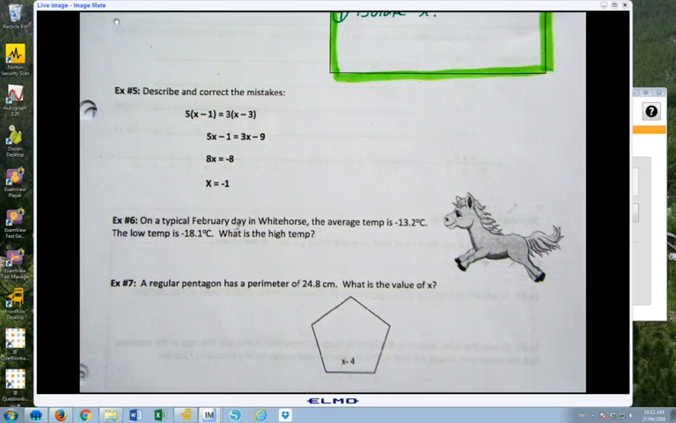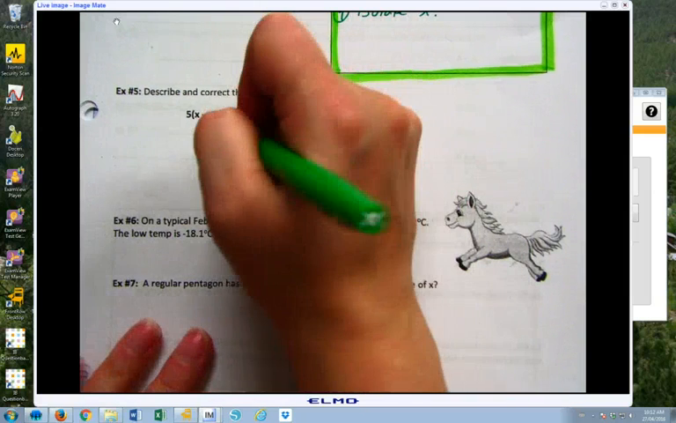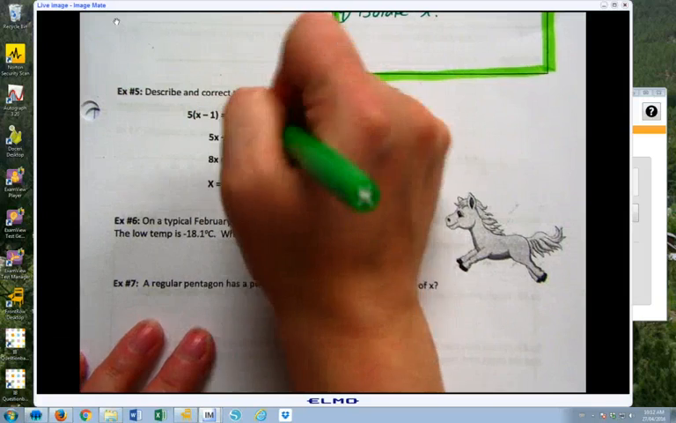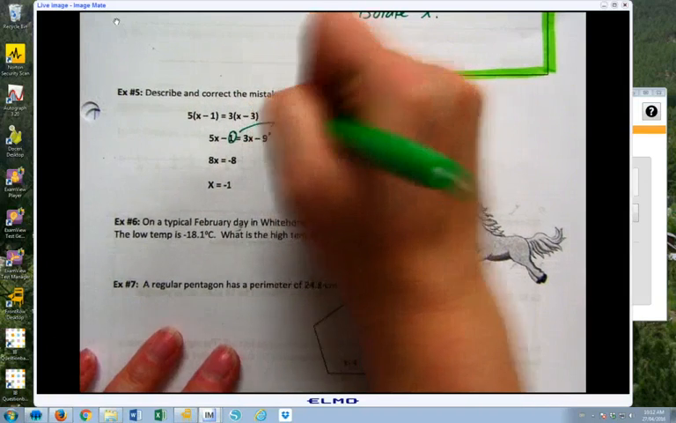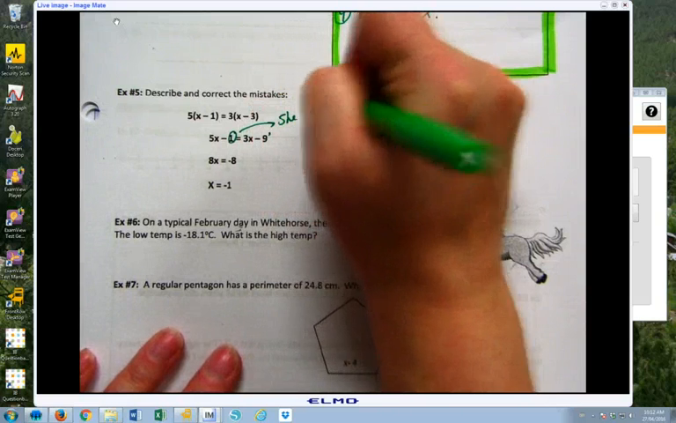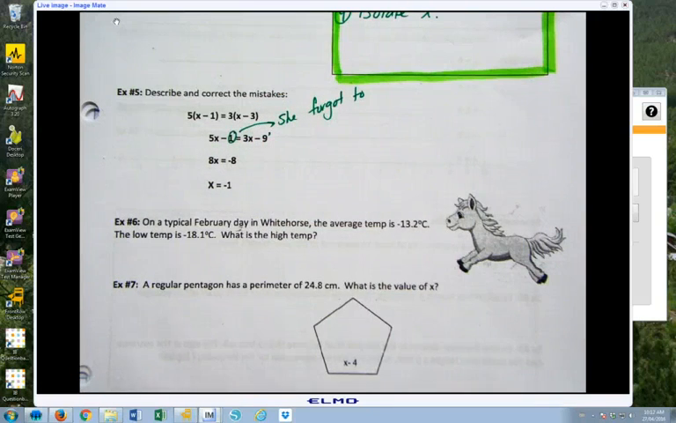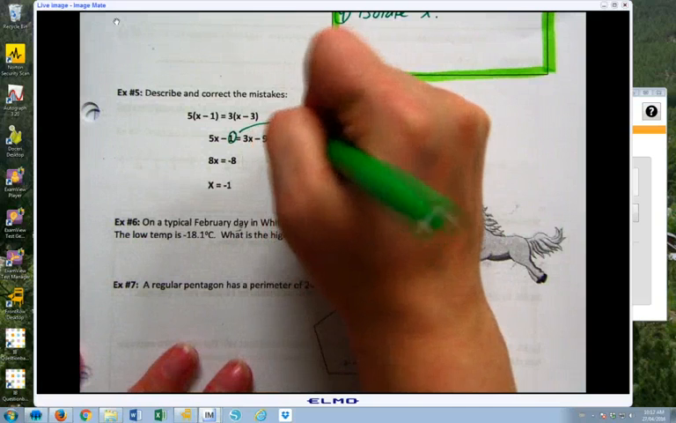What's the mistake? Instead of subtract 1 in the second row, it should be multiply, or subtract 5. So how can we explain that? The person forgot to multiply the 5 by the 1, or the 1 by the 5.